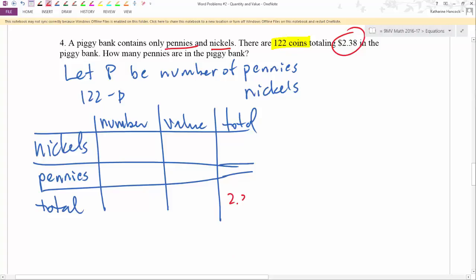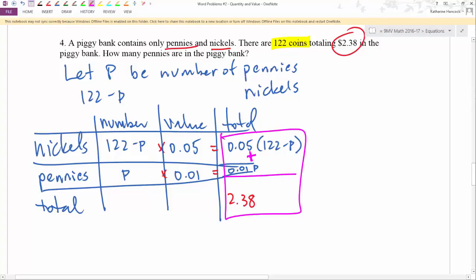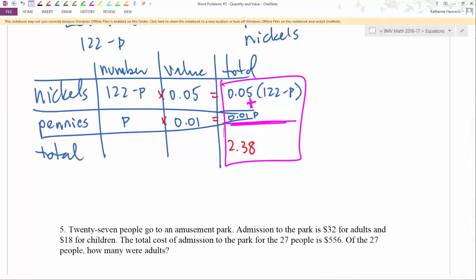So we know that my total is 2.38. The number of pennies was P. The number of nickels was 122 minus P. The value of a penny is 0.01, nickel 0.05. This times this equals this. This times this equals this. That gives me 0.01P here, and 0.05 times 122 minus P here. And my equation comes from this column. This plus this equals that.